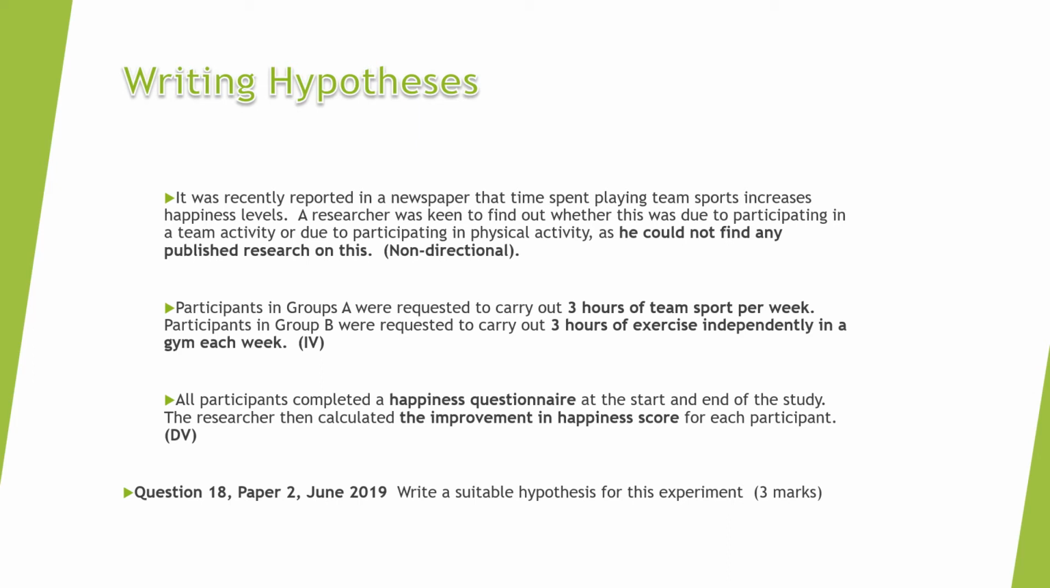All the participants completed a happiness questionnaire at the start and the end of the study. The researcher then calculated the improvement in happiness score for each participant. So our DV is the improvement in happiness score. It's not the score on the happiness questionnaire, because remember they're doing it twice. What we're measuring is the difference. And the question would be, write a suitable hypothesis for this experiment for 3 marks.